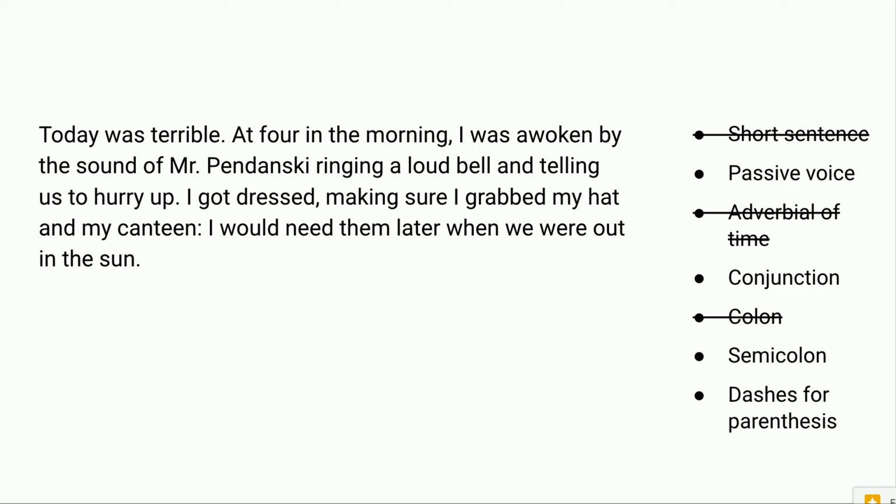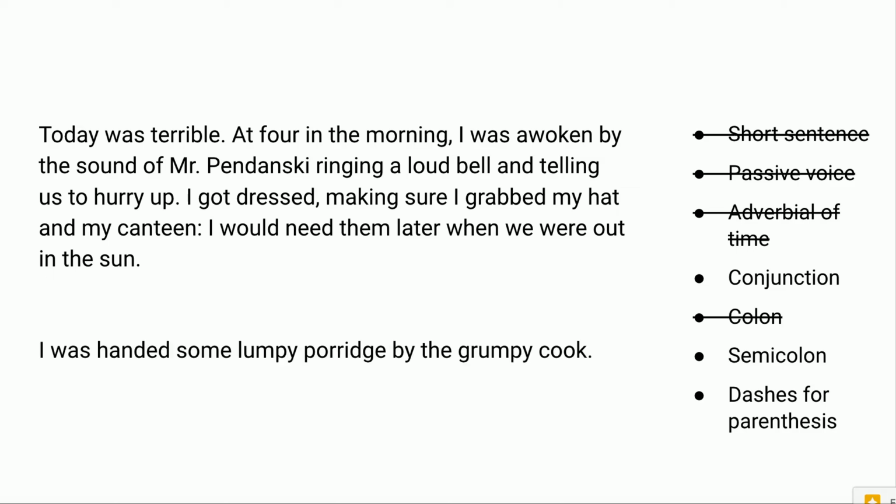Next one, I'm going to use a colon. I got dressed: making sure I grabbed my hat and my canteen. I would need them later when we were out in the sun. So my colon there is replacing the word because.